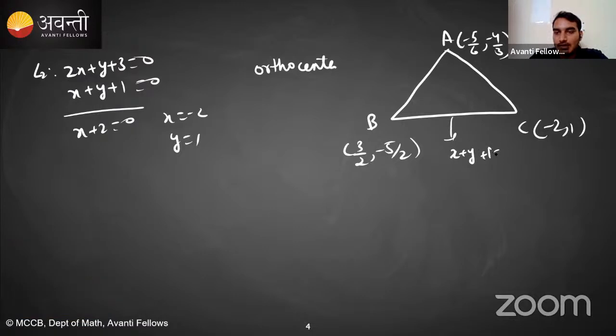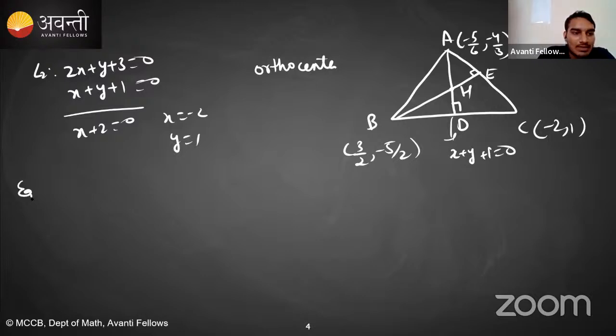x + y + 1 equal to 0. Now everybody knows this. For the orthocenter, first we will drop perpendiculars, right? And this line perpendicular on AC and perpendicular on BC, these two perpendiculars will intersect at H only. Yes or no? At the orthocenter only. So let's call this point D and let's call this point E.